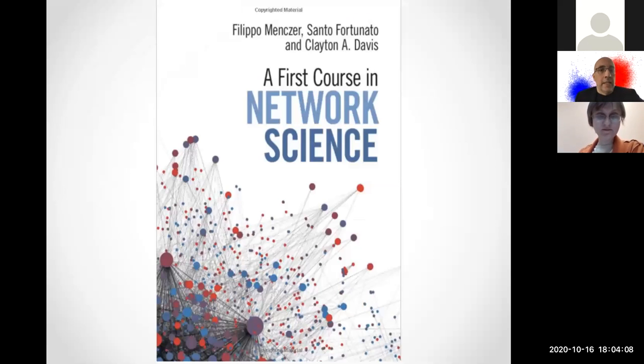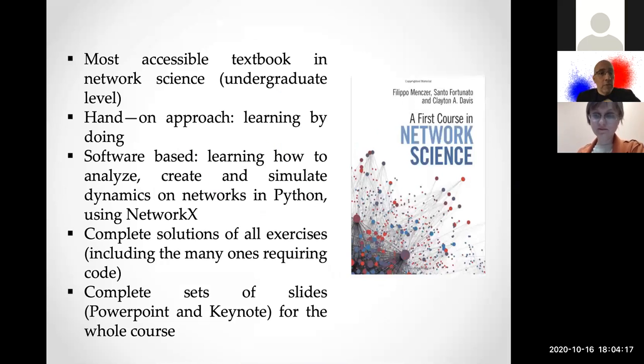And the last couple of things I want to say: we published a book that came out at the beginning of this year, A First Course in Network Science, a textbook in this discipline, which is supposed to be the most accessible textbook in network science. It's really undergraduate level, for our undergraduate students. It's a hands-on approach. We have a lot of exercises, also a lot of code exercises in Python. So we also teach how to program in Python.